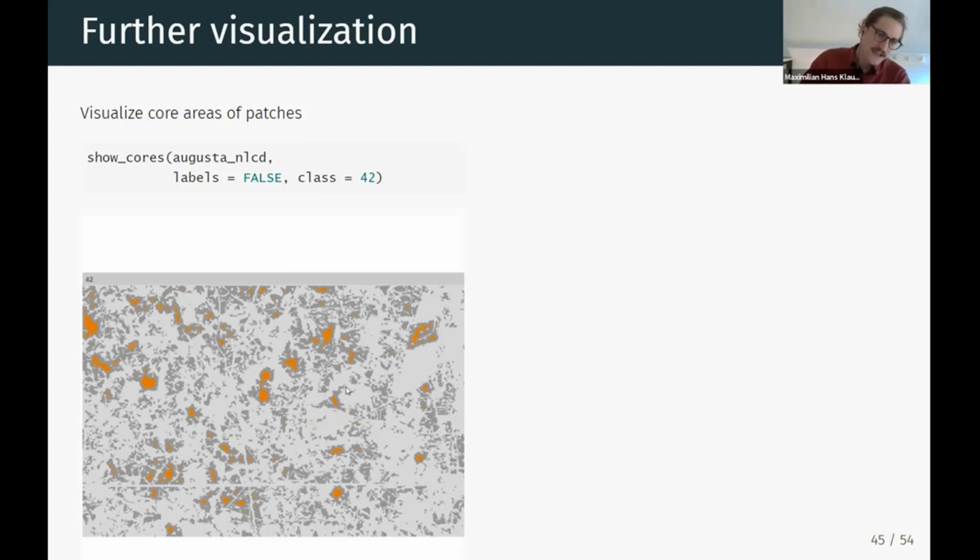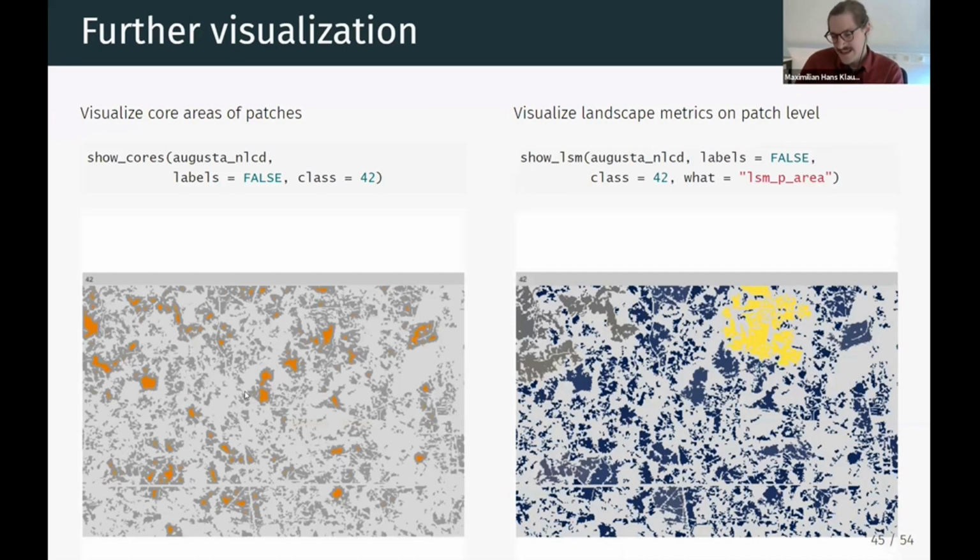Now you can see that for all patches of this class, the core is in orange, the edge is in dark gray, and all of the bright gray scales are patches of a different class. So now you can see just the core area of all patches of class 42. This might be a function if you just want to look at the core area and get an idea about it. The next visualization function is called show LSM, which stands for show landscape metrics.